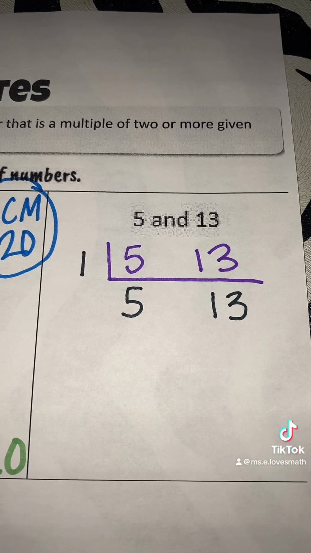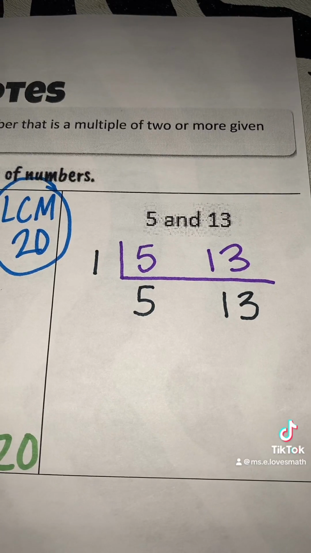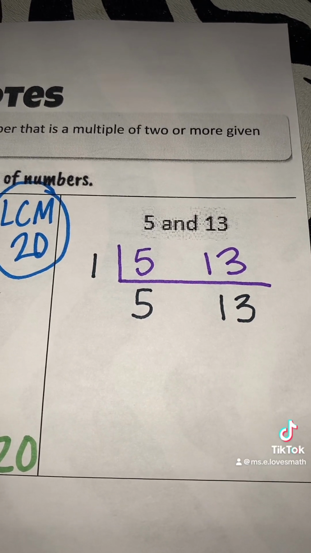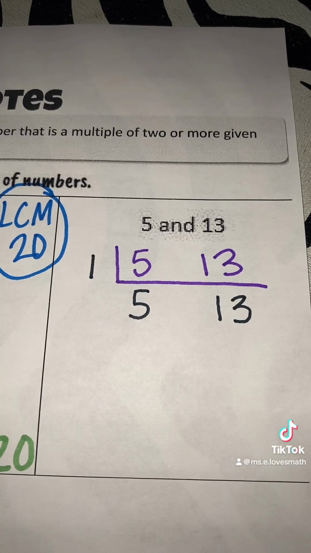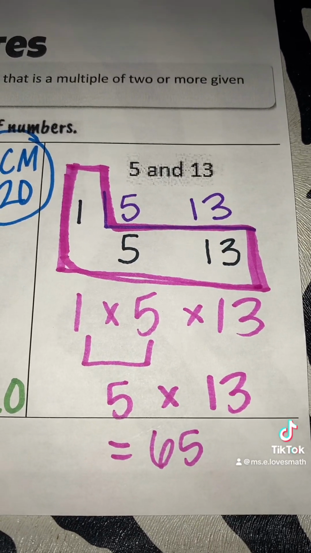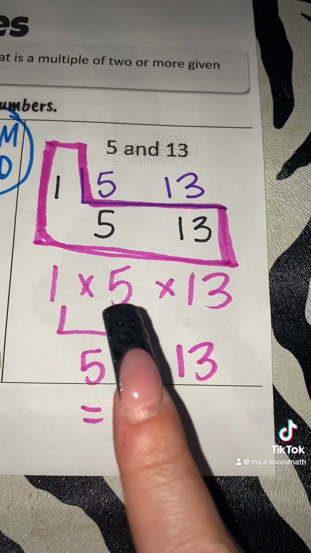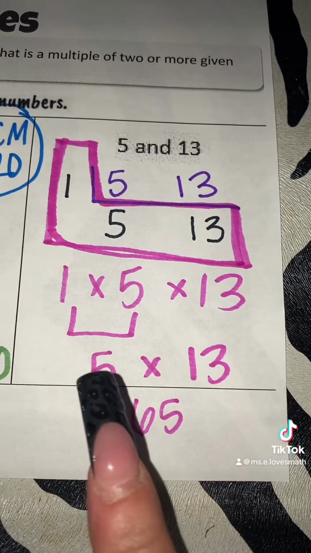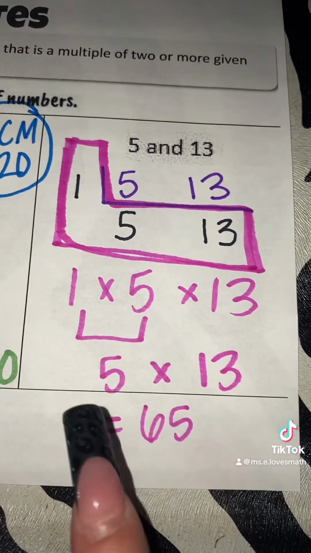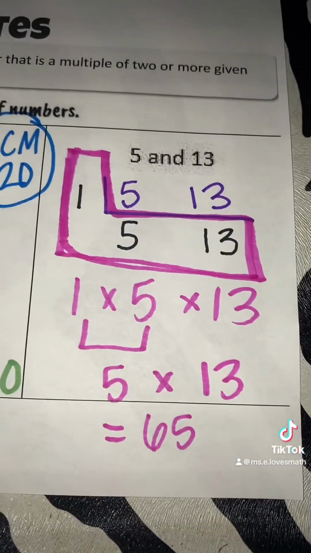5 divided by 1 is 5, and 13 divided by 1 is 13. If you want to build a ladder, this is what it would look like. You would still build your L and still multiply the numbers within the L. 1 times 5 times 13. You would end up with 1 times 5 is 5 times 13, which is 65.